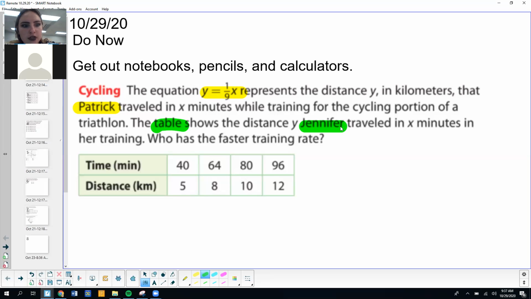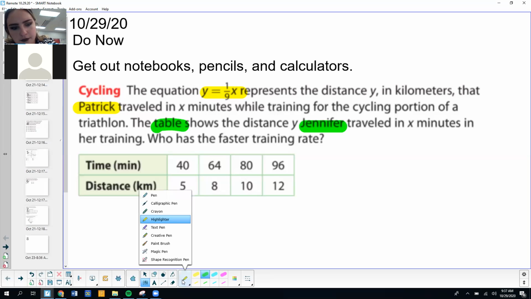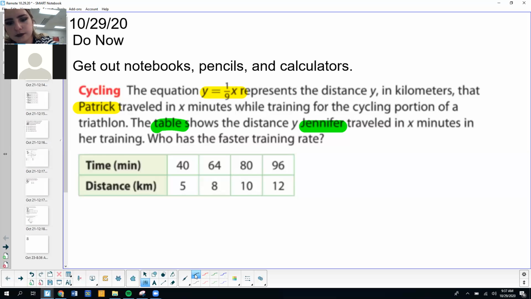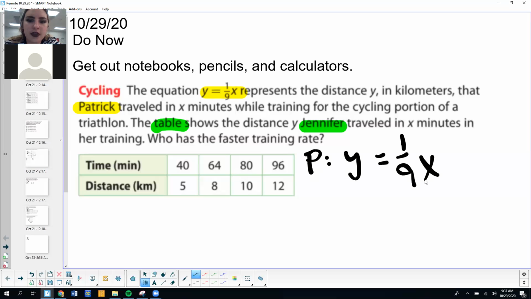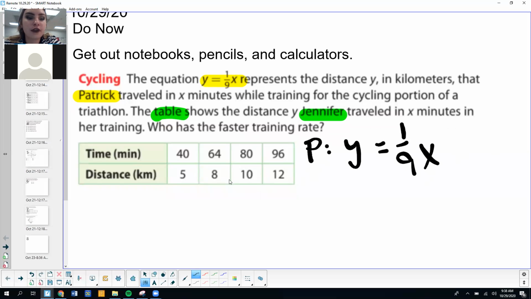So for Patrick, we already have his equation. P for Patrick. Patrick's equation is y equals 1/9 x. And that means 1/9 is his constant of proportionality. So that is the rate at which he is training, or the rate at which he is going. Okay, so to find out the equation for Jennifer, we need to find out the constant of proportionality from the table.